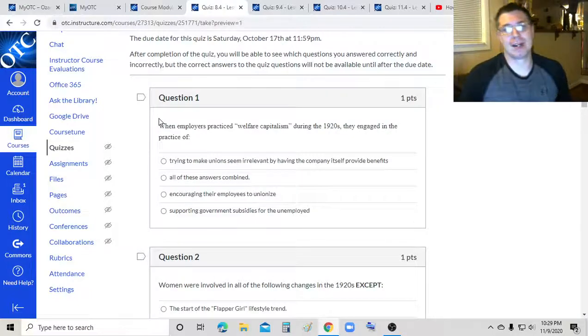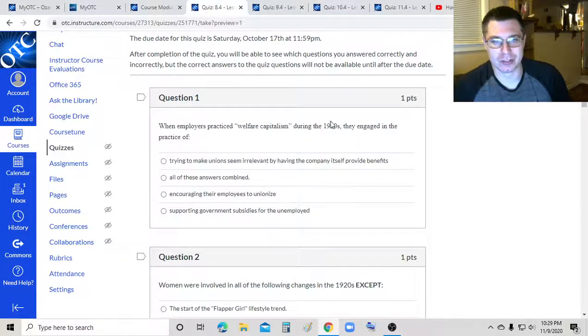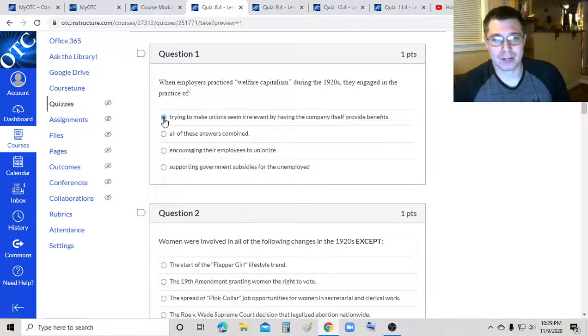When employers practiced welfare capitalism during the 1920s, they engaged in the practice of trying to make unions seem irrelevant by having the company itself provide benefits. That is the answer. It was not to support government subsidies for the unemployed, not to encourage employees to unionize. And since it's not either of those two, it can't be all of these answers combined. So it's this one right here.